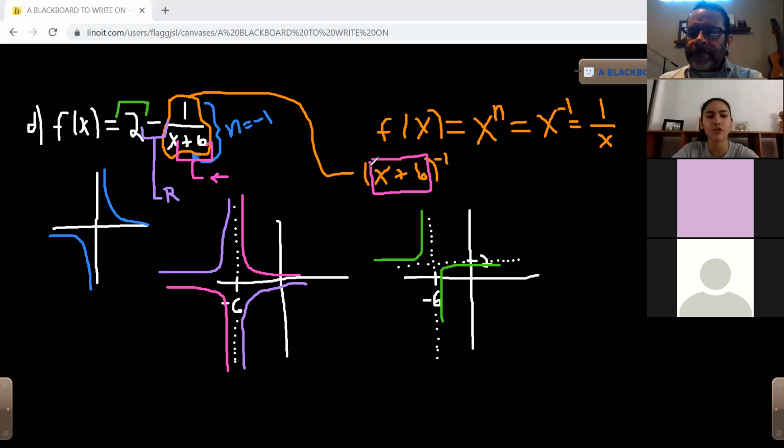Professor, I have a question. Yes, go ahead, Andrea. On the part of the reflection, there you said that the reflection was on the x-axis or y-axis. Actually, it's in the x-axis. But again, for this particular function, the reflection on the x-axis looks exactly the same as the reflection on the y-axis, if you notice. But it's in the x, right? It's in the x, yeah.